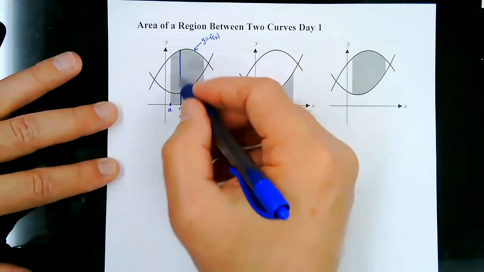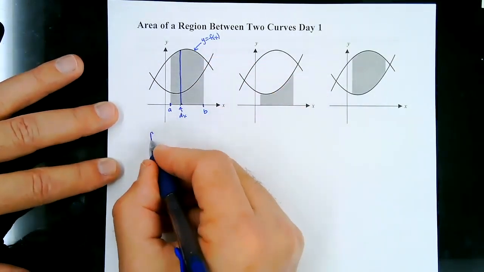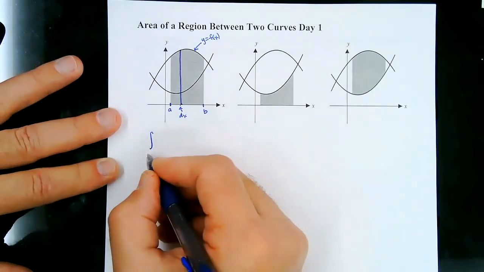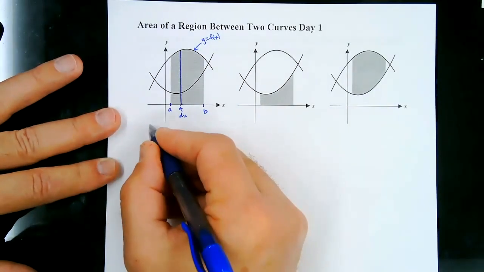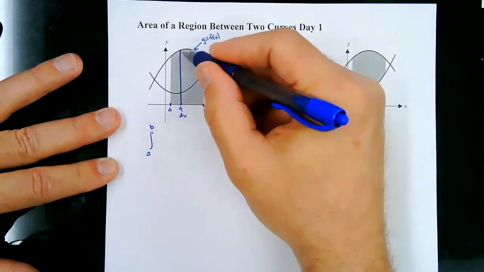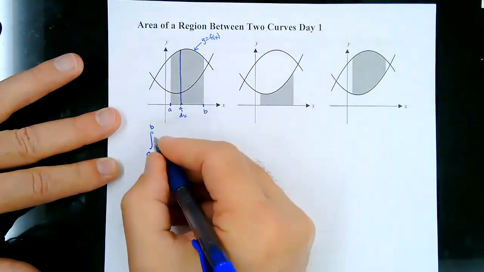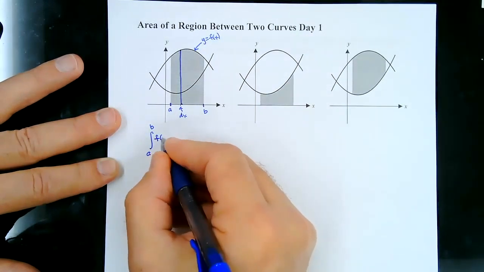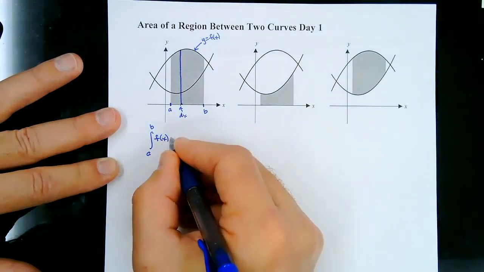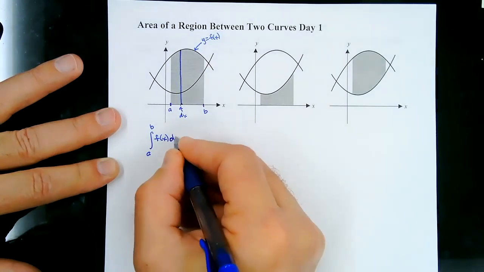And so the shaded region here would simply be, from previous lessons, the integral from a to b of the height of the rectangle, f of x, times the width, dx. So we're going to write this as f of x, the height, times dx.